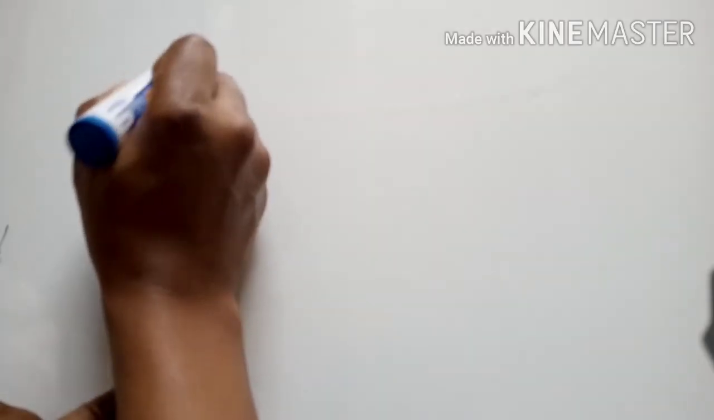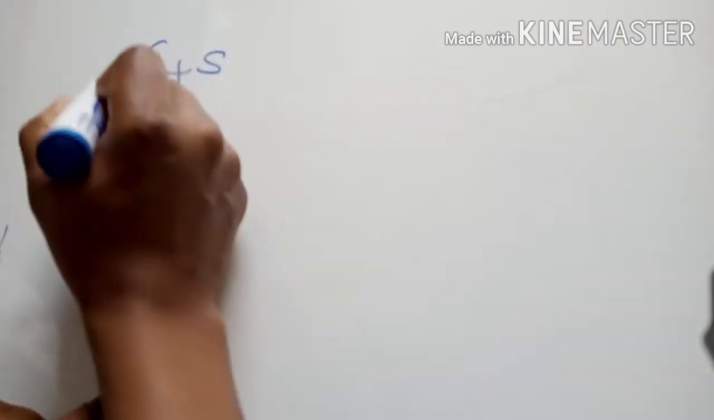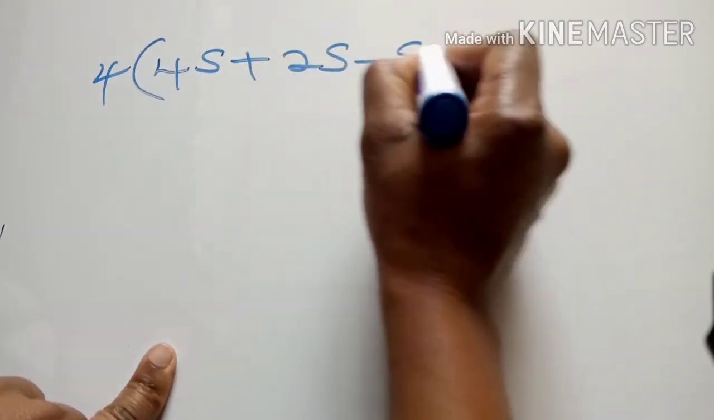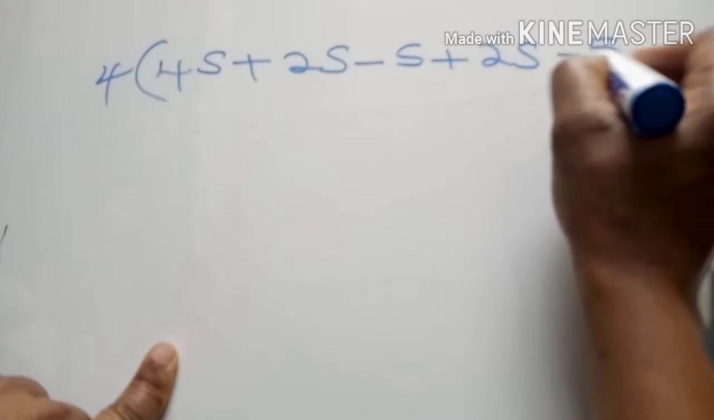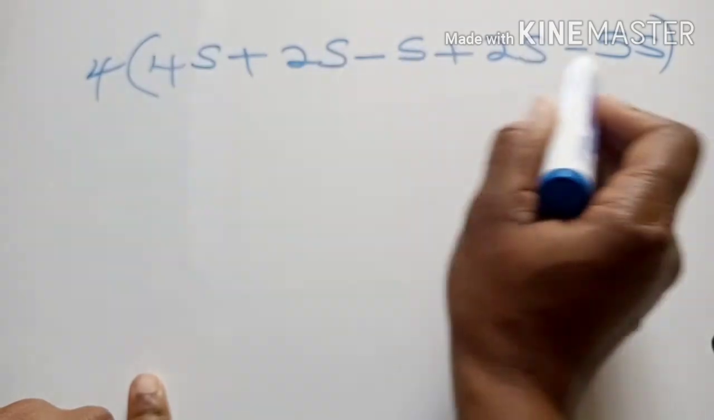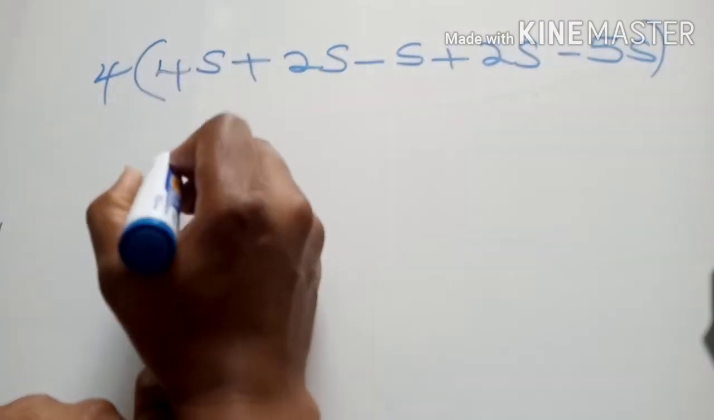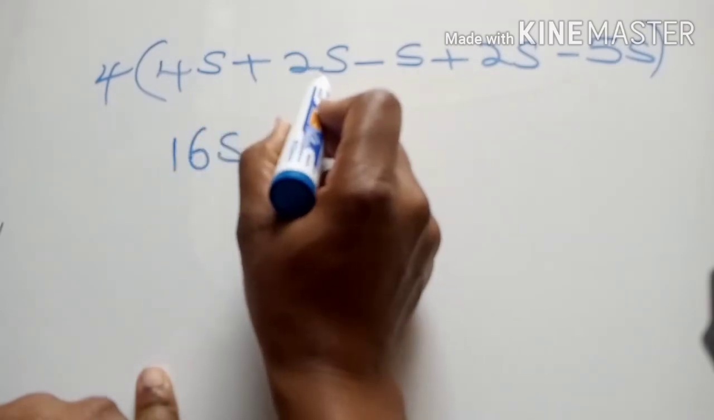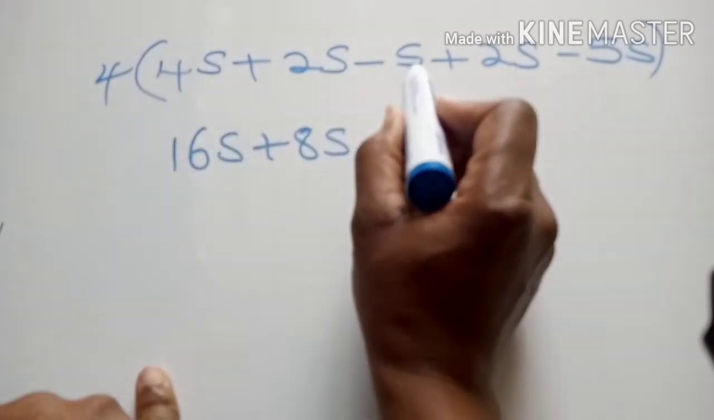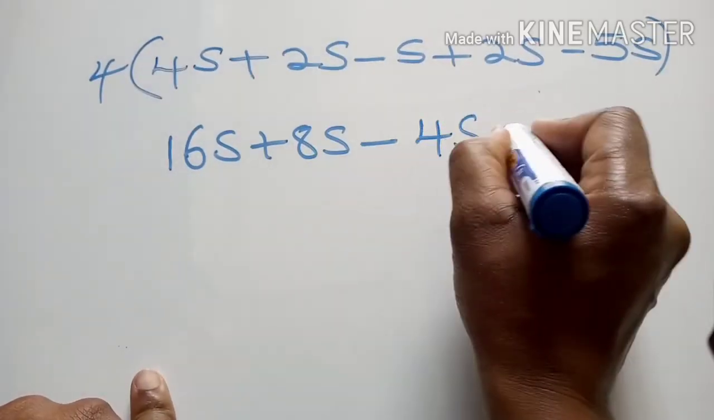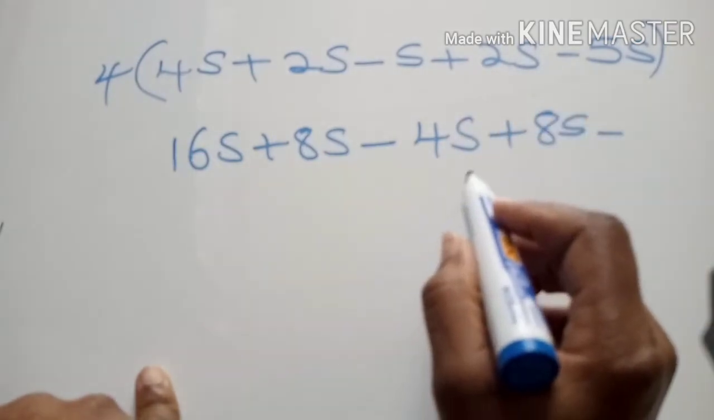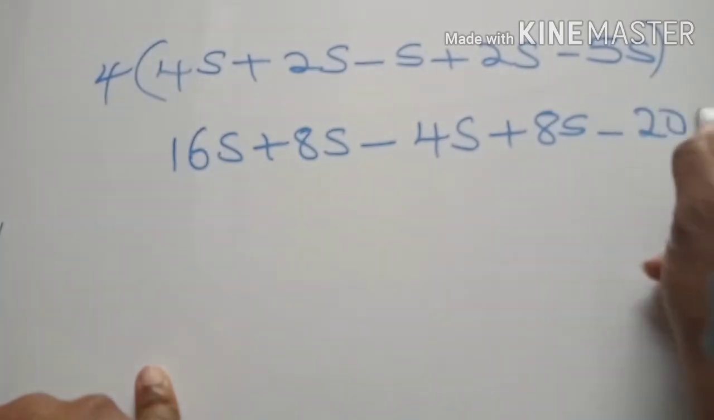So we can have 4 into bracket 4s plus 2s minus s plus 2s minus 5s. So again, 4 will multiply every term here. 4 will multiply 4s. So 4 times 4s is 16s. 4 times 2s is 8s. This is minus. 4 times s is 4s. This is plus. 4 times 2s is 8s. And then lastly, 4 times 5 is 20s.